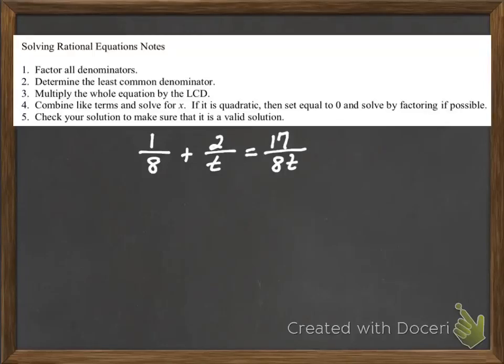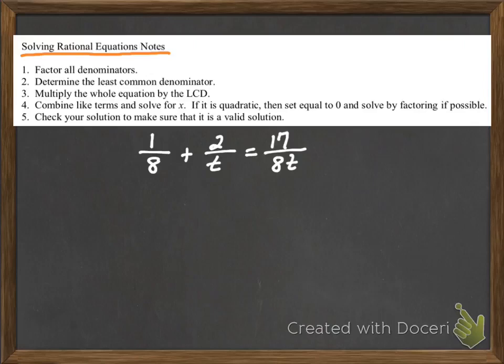All right, so this section is going to be focusing on solving rational equations. And if we work through the steps here, the first step is to factor all your denominators if possible. And then determine what your least common denominator is going to be, and we're going to multiply everything in that equation by that least common denominator. So let's take a look at the first problem here.